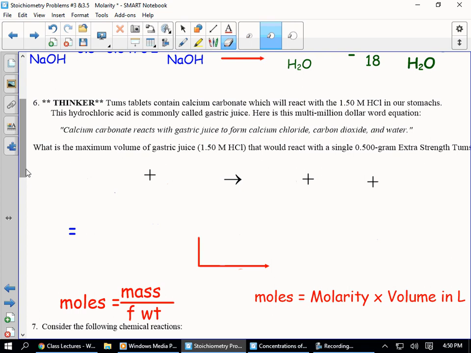All right, hopefully you gave this a try. It says a Tums tablet contains calcium carbonate, which will react with the 1.5 molar HCl that's found in your stomach. This hydrochloric acid is commonly called gastric juice. Here is the multi-million-dollar word equation.